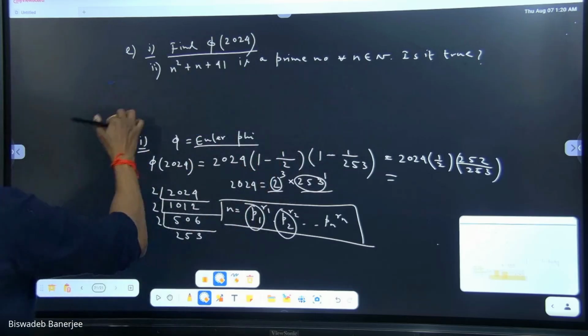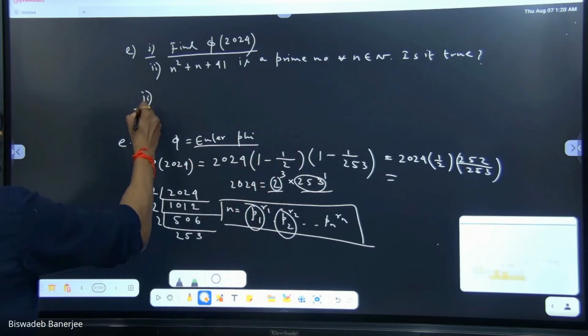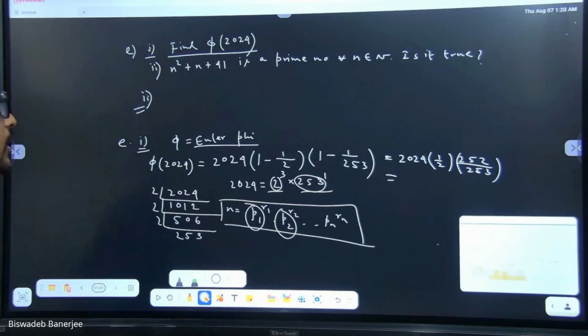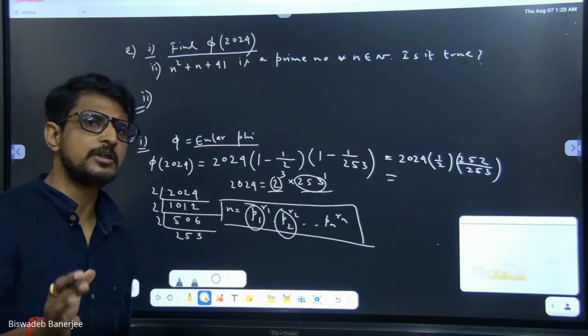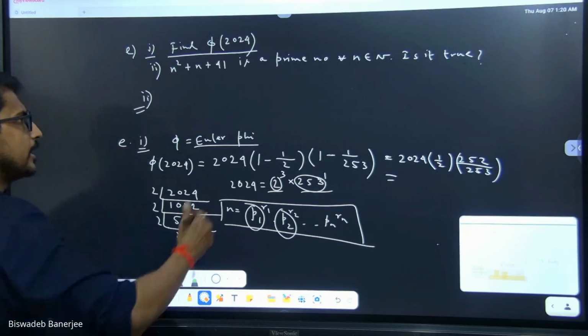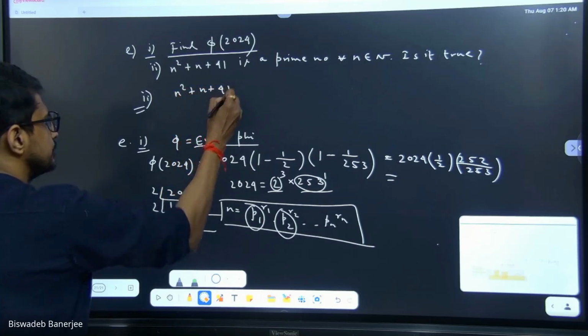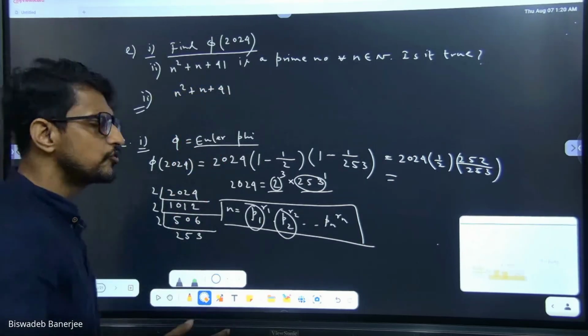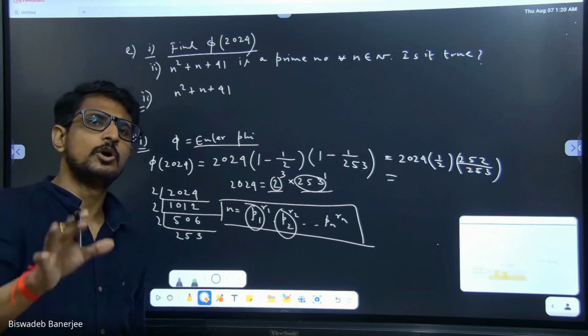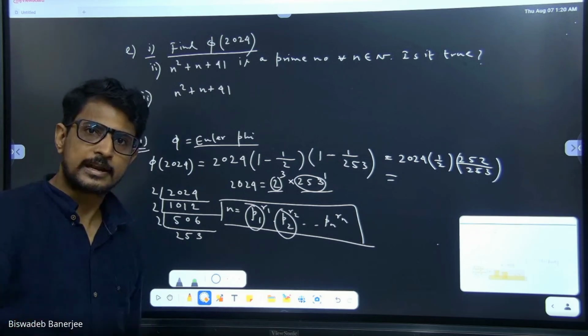And my last question of this series is, you have to show whether n square plus n plus 1 is a prime number or not, where n is a natural number. So it's a very, very easy question. Either you can use the trial and error method, or I am giving you a very, very shortcut technique.